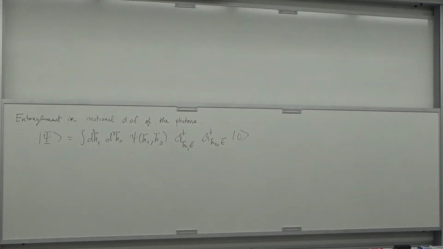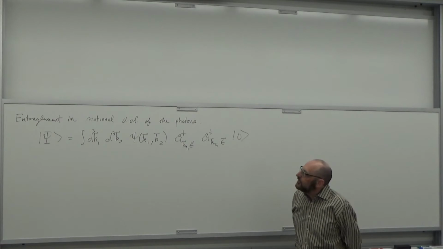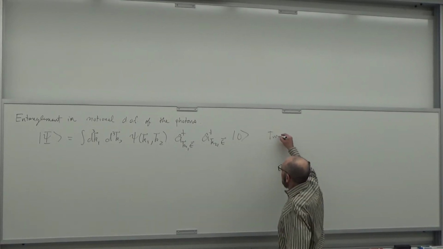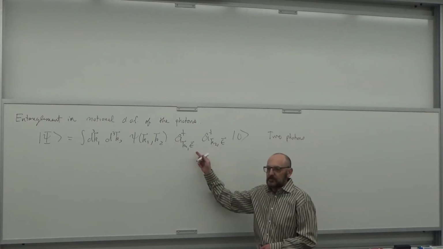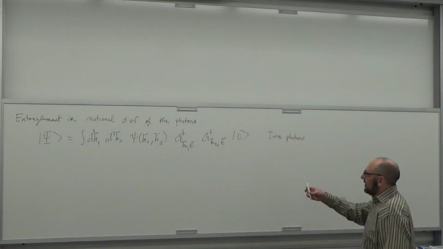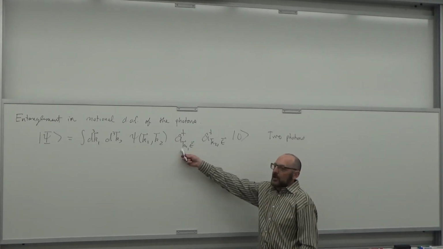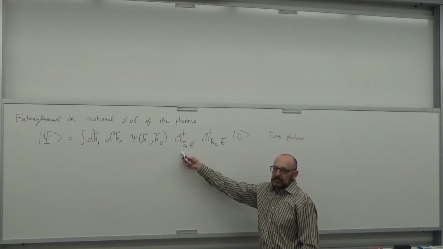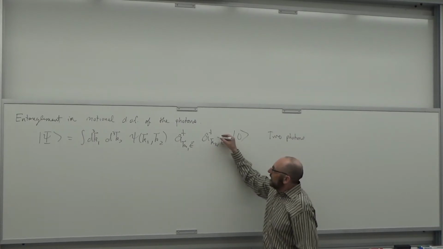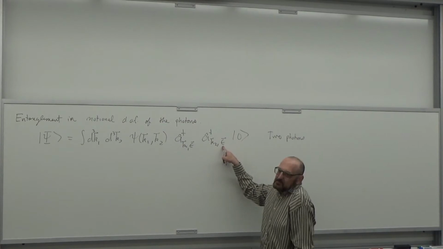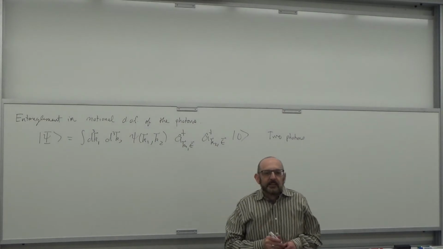Let's take a look at this state. What have I done? This state has two photons. Do you agree with that? Yeah, I've created two photons. This creates a photon in a plane wave with a certain polarization with momentum K1. This creates a photon in a plane wave with, in this case, the same polarization. I didn't have to, but I did.